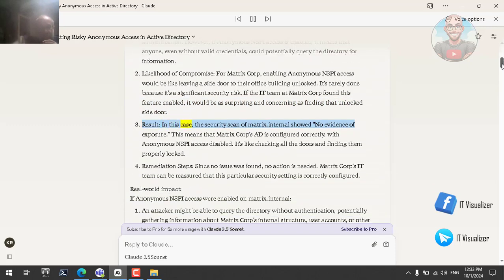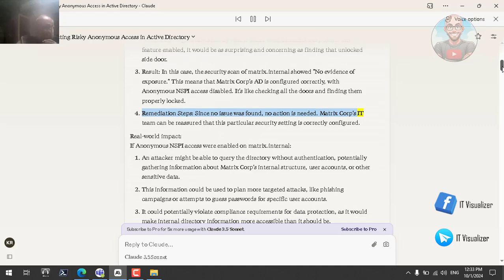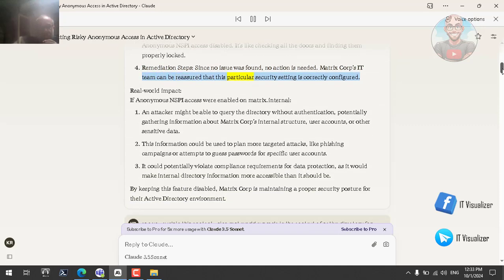Result. In this case, the security scan of matrix.internal showed no evidence of exposure. This means that Matrix Corp's AD is configured correctly, with anonymous NSPI access disabled. It's like checking all the doors and finding them properly locked. Remediation steps. Since no issue was found, no action is needed. Matrix Corp's IT team can be reassured that this particular security setting is correctly configured.